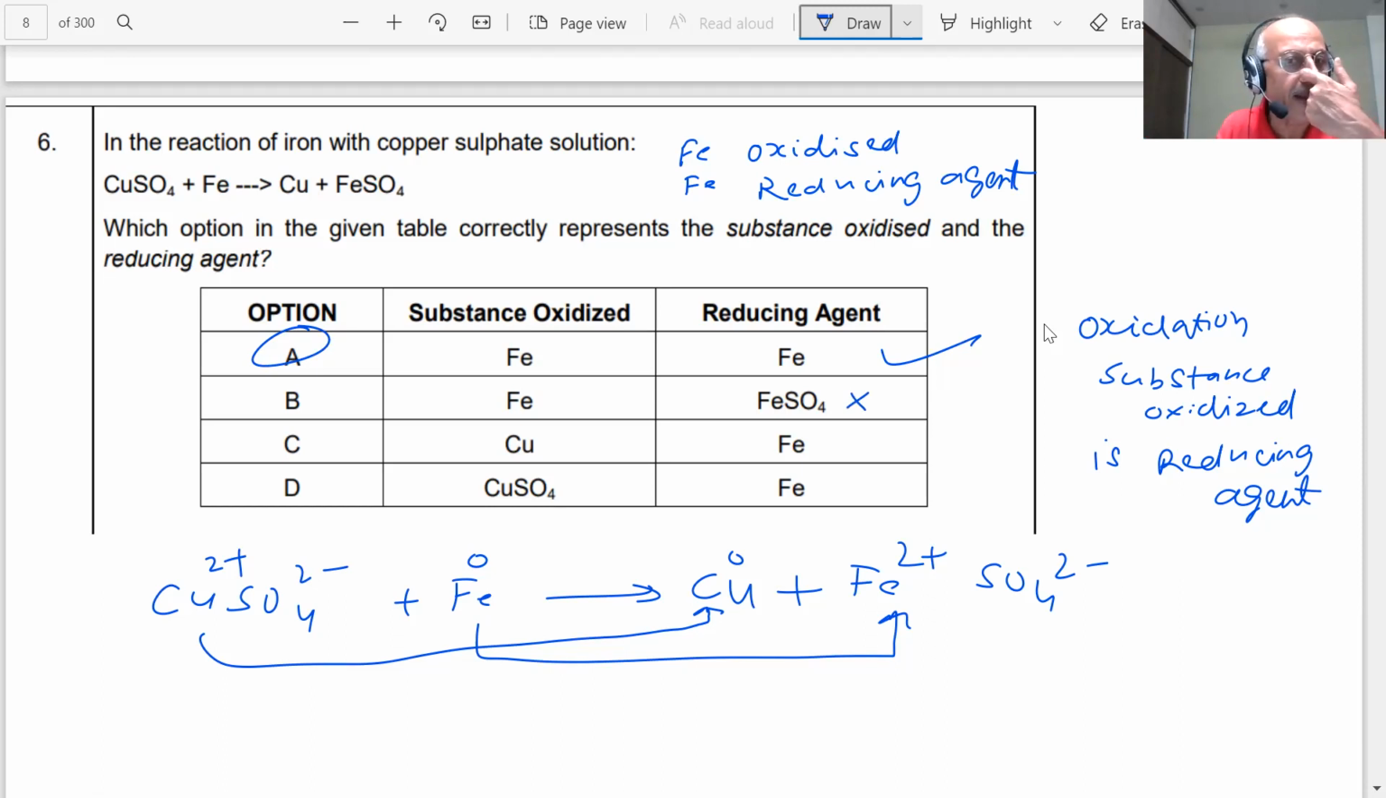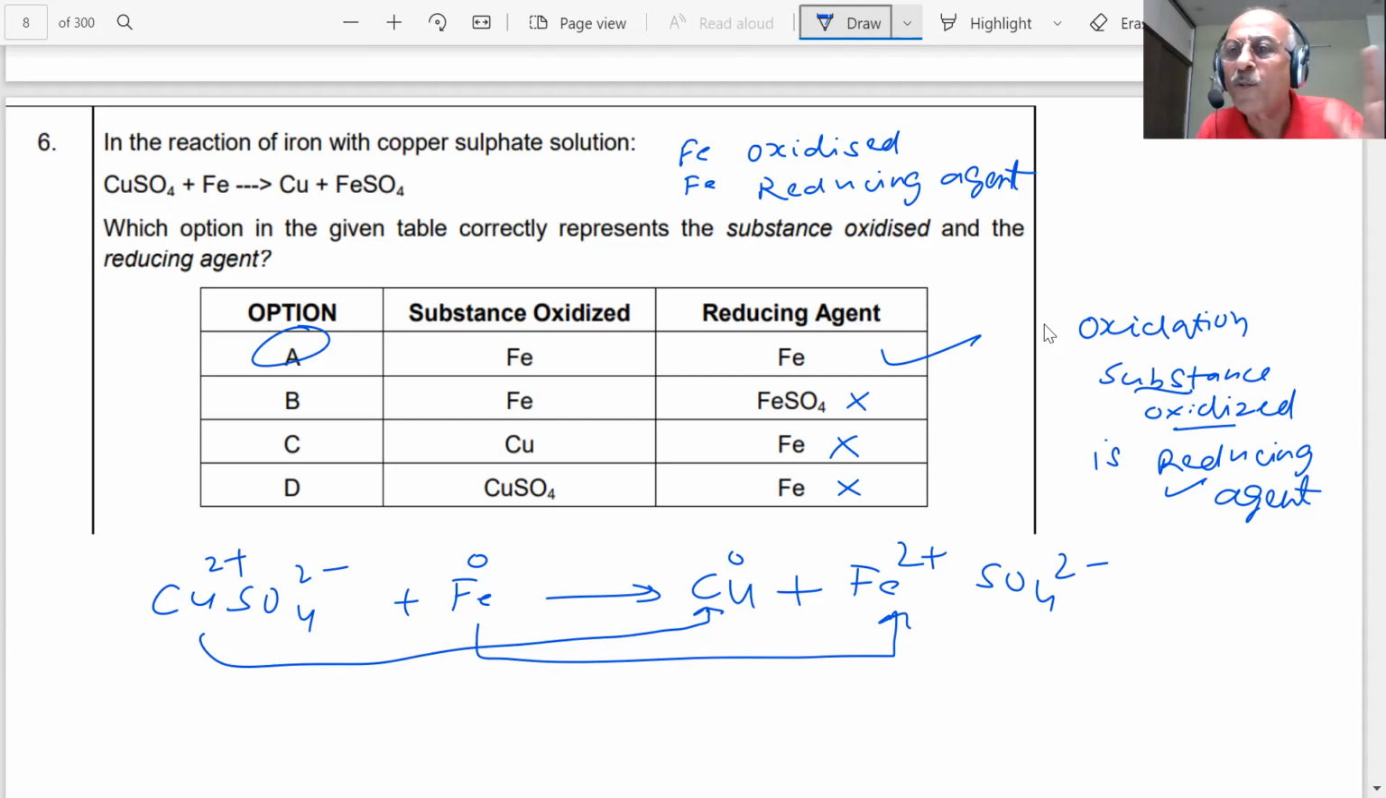Copper is oxidized and iron is reducing agent. That is also not possible because of our definition, the substance oxidized is the reducing agent. The substance which is oxidized should be the reducing agent. That is also not correct. And copper sulfate and iron, then this is also wrong. So the only option which is left correct is this one. Therefore, the answer of 6th is A.